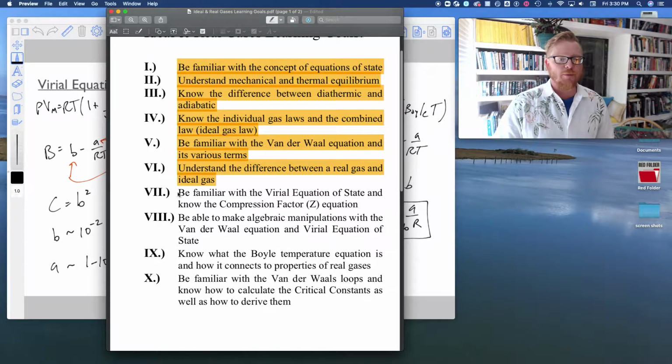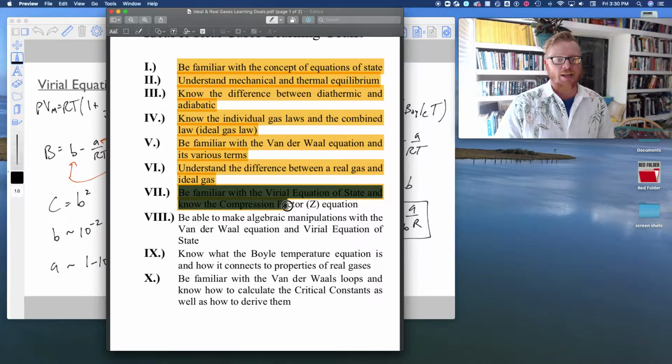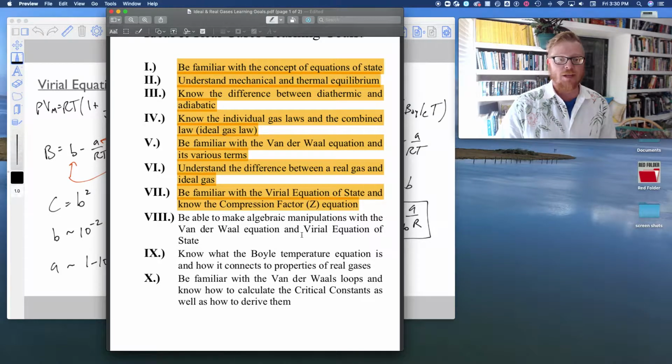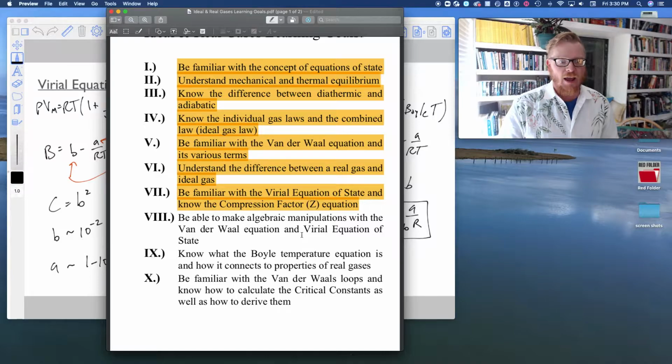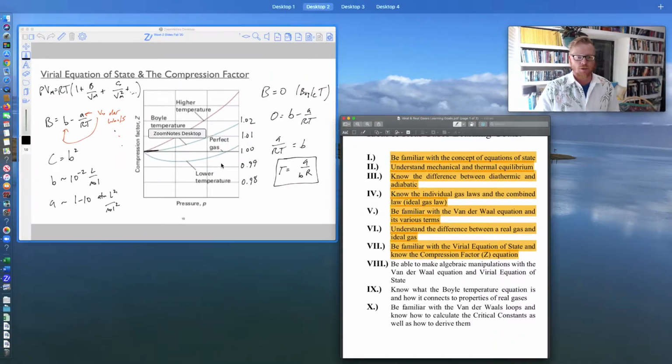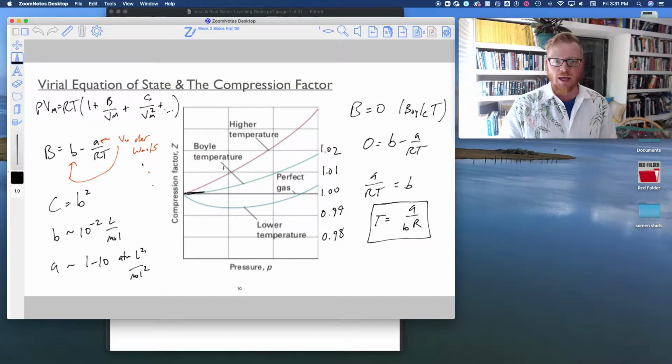So be familiar with the virial equation of state and know the compression factor equation. I just did that in the previous video. And we talked a little bit about the Boyle temperature. You can see that here in learning goal number 9. These last goals, 8, 9, and 10, I'm going to go into more detail in this final lecture video. Okay, folks? So let's do it.